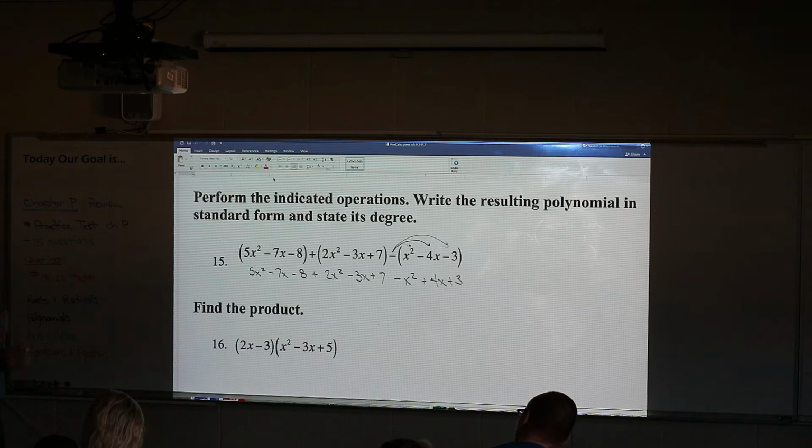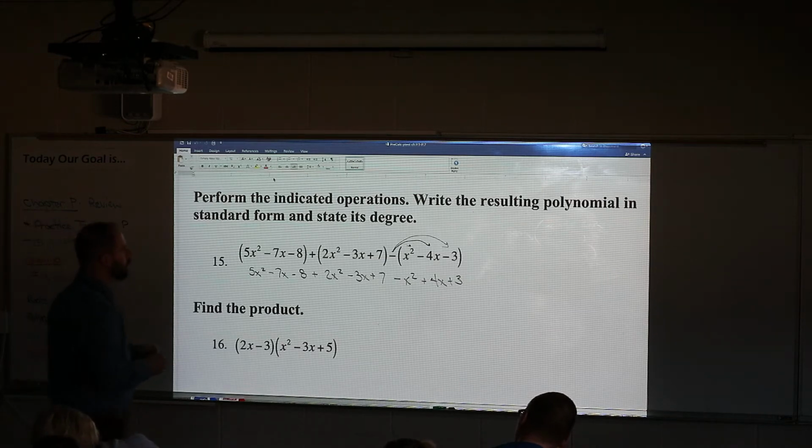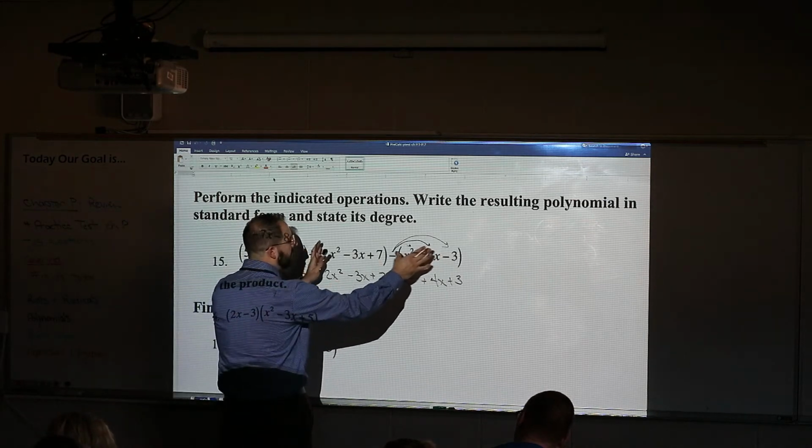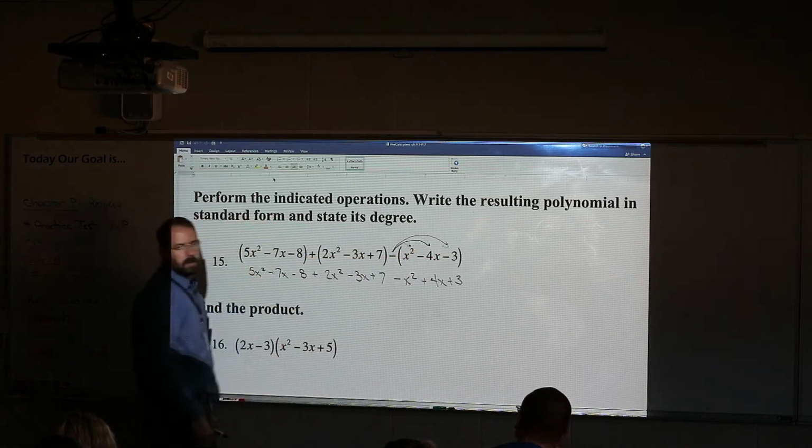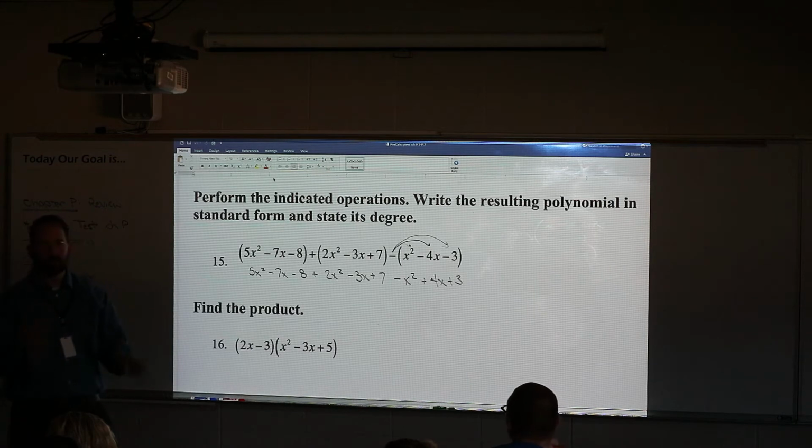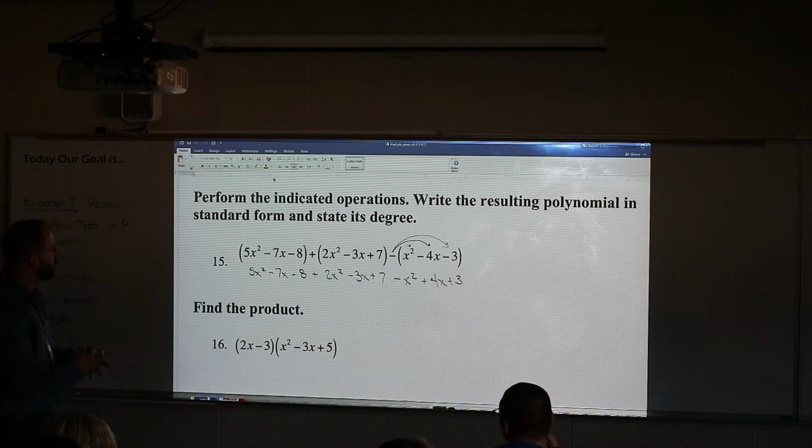I'm not joking. I had somebody last year, they distributed the negative sign. Okay. They distribute the negative sign, and then they FOIL this all out, and then they try to add it to this one. It's not how you do the problem. You're adding and subtracting. You can get rid of parentheses once you distribute the signs through. Okay.